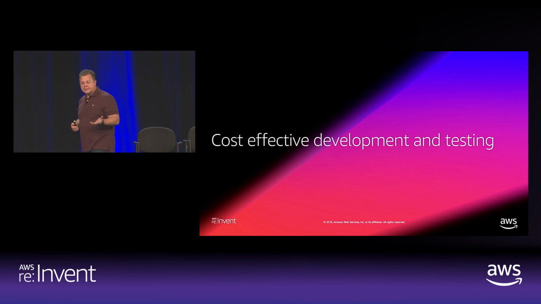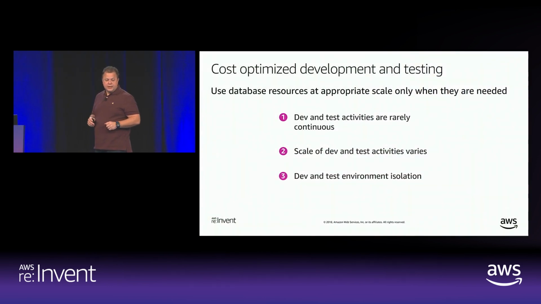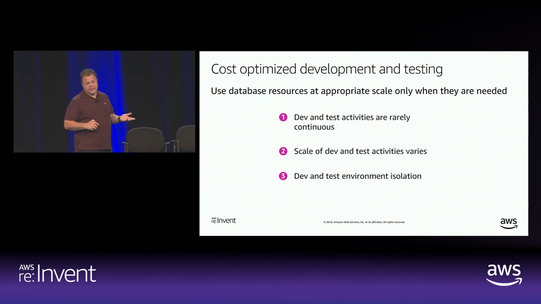So, what about cost-effective development and testing, right? We want to be able to use database resources in appropriate scale and only when they're needed. Realistically, a lot of developers work Monday to Friday, 9 to 5. So we have from 5 p.m. till 9 a.m. the next morning, and then most weekends where maybe nobody's even using that database cluster. And under normal circumstances, that might just be on and running and accumulating a bill for that period of time.